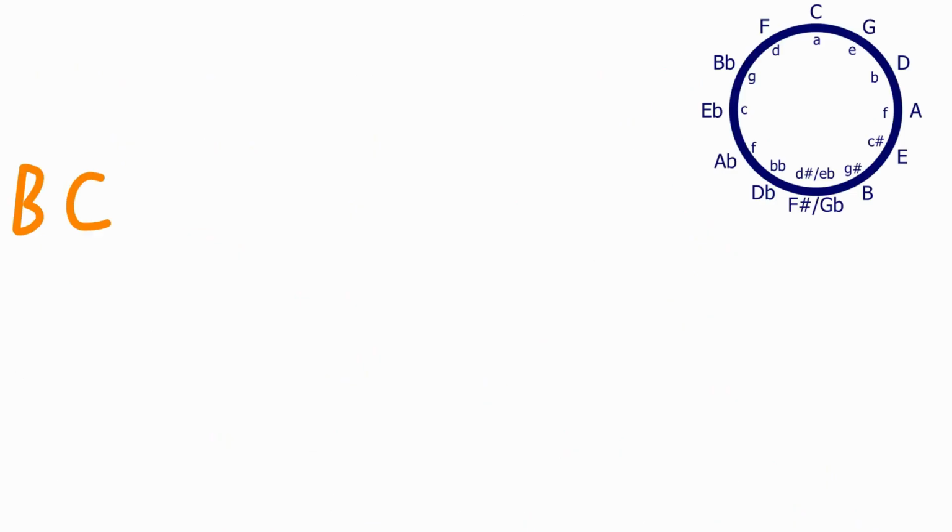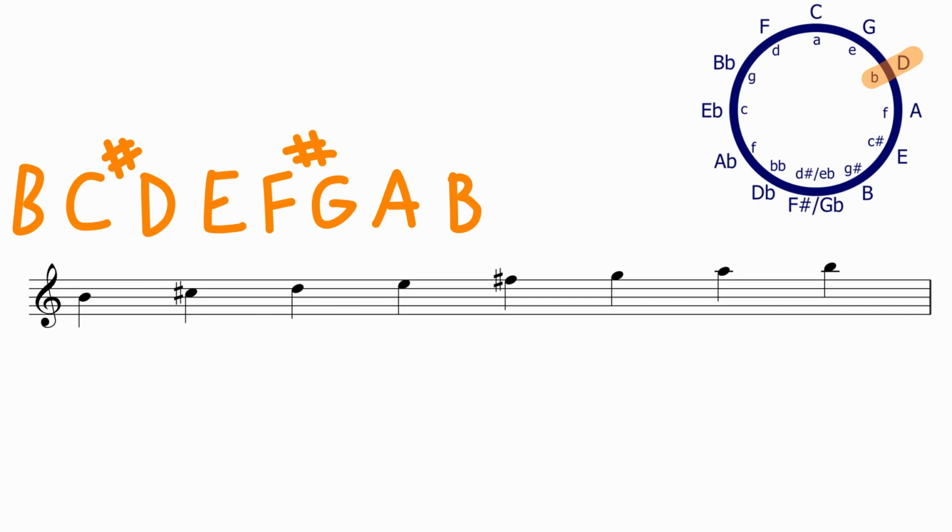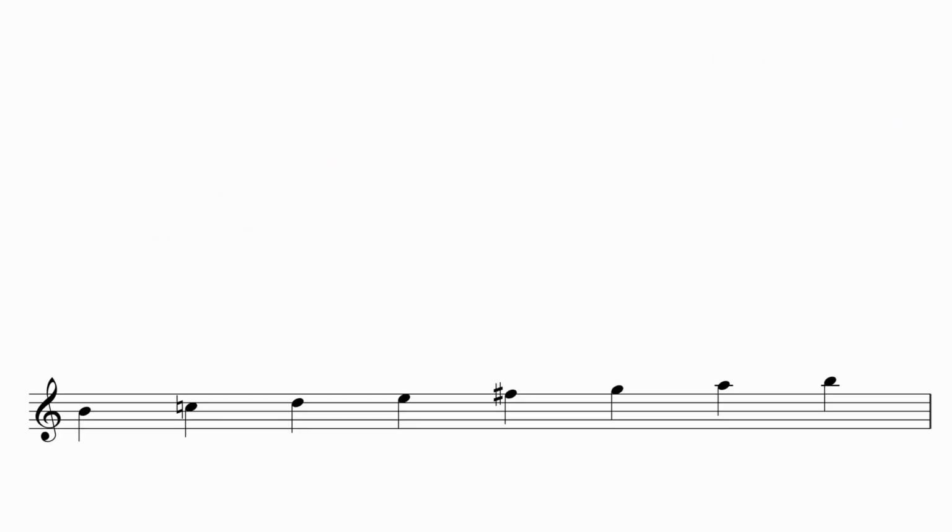Alright, so what is B Phrygian? Phrygian is a minor scale with a flat 2. So let's find B minor. D is our relative major and it has 2 sharps, so B minor has 2 sharps. Now, because we want Phrygian, we gotta lower the 2nd from C sharp to C natural, and there we have it.